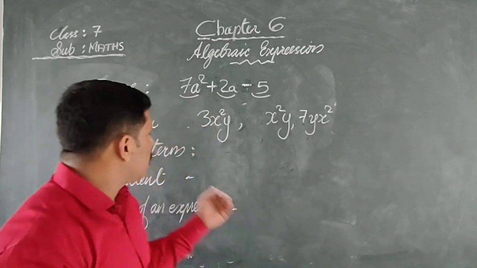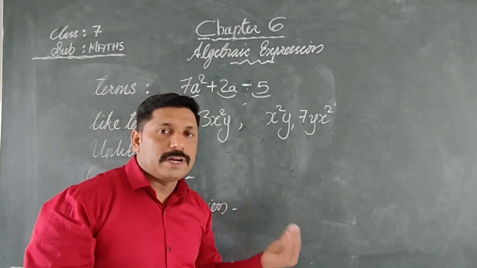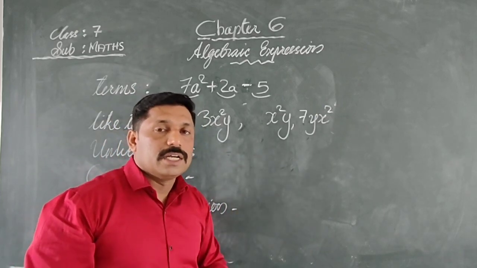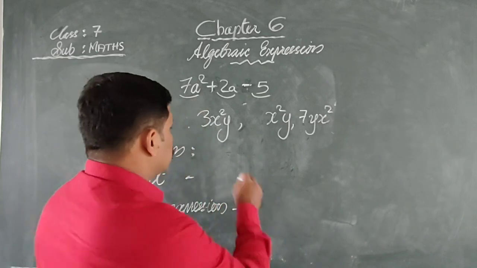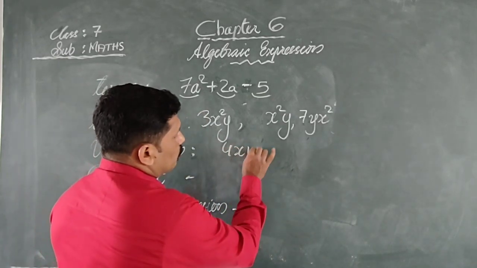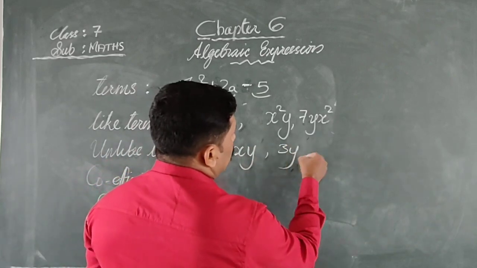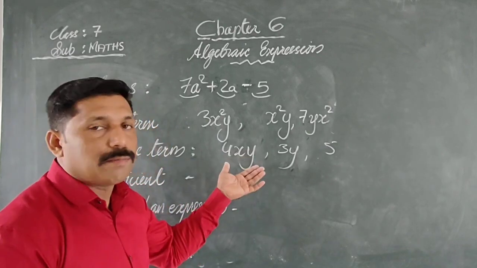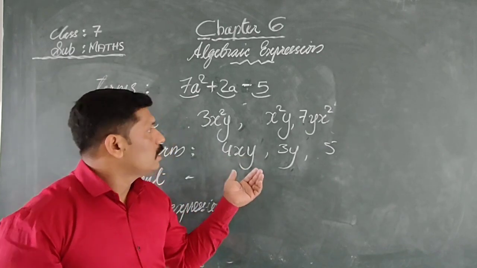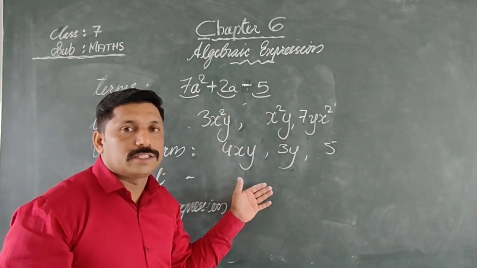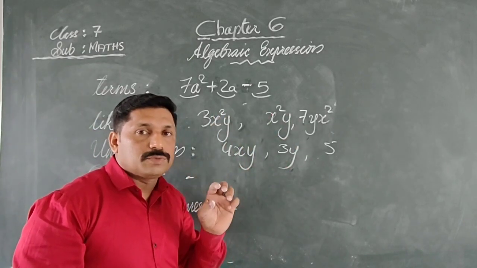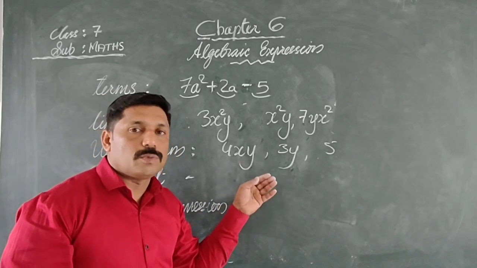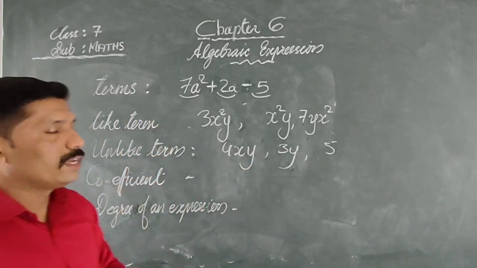And then unlike terms, just the opposite of that. The terms having different variable parts or different powers are called unlike terms. Example, 4xy, 3y or 5. These are different terms with different variable parts. They are examples of unlike terms. So like terms and unlike terms, I think students, you understood. Like terms are terms with the same variable part with the same power, and unlike terms are just the opposite. Next we are going to study coefficient.